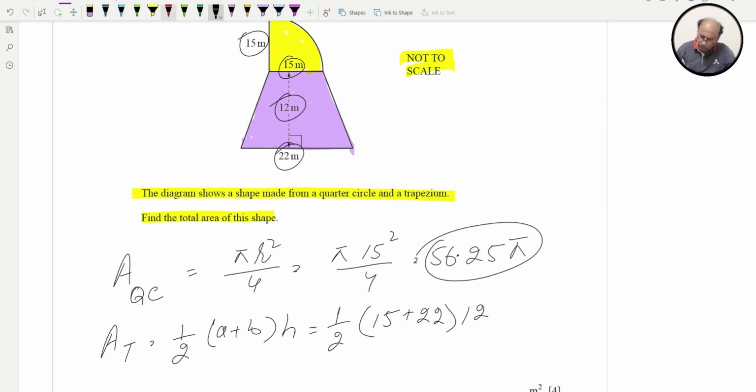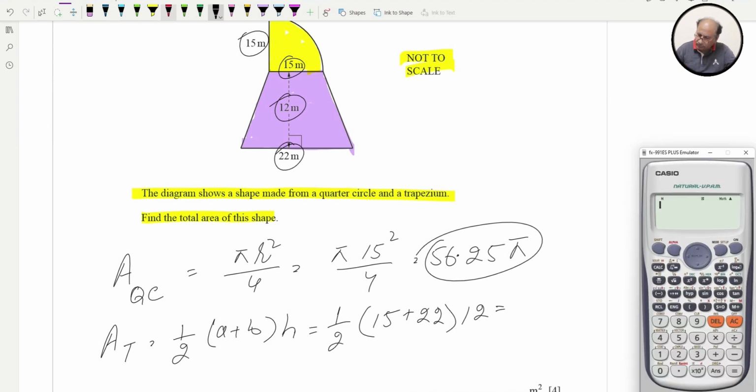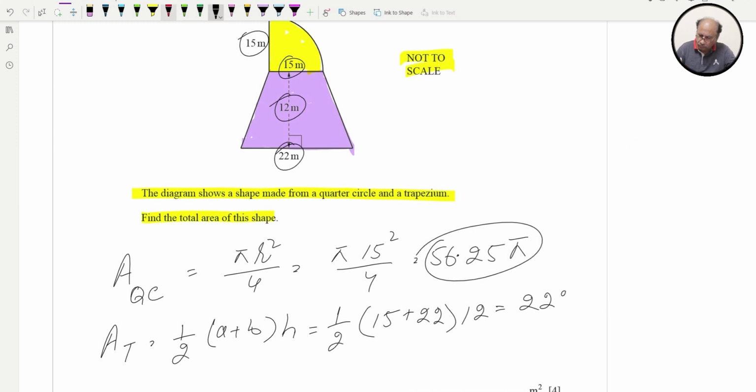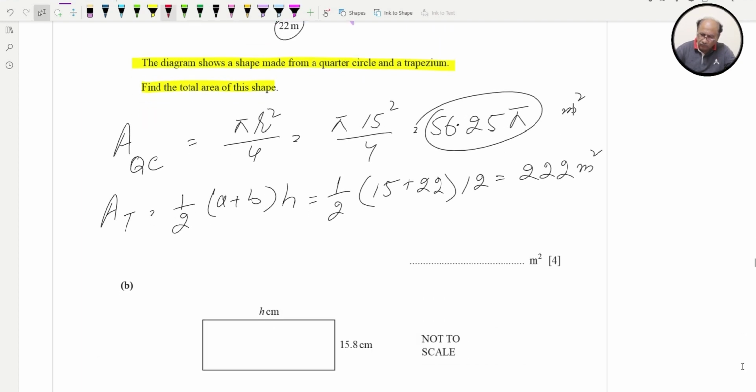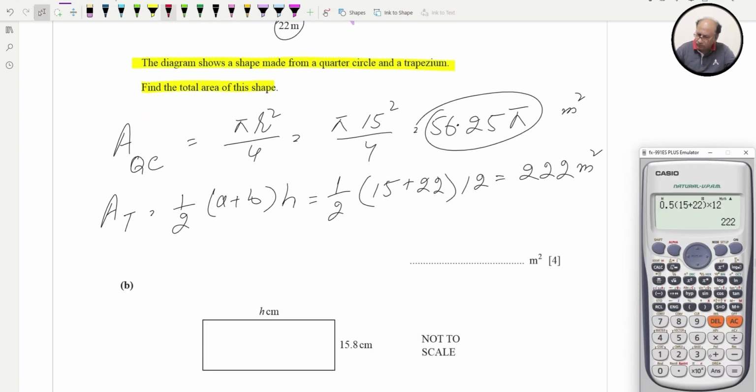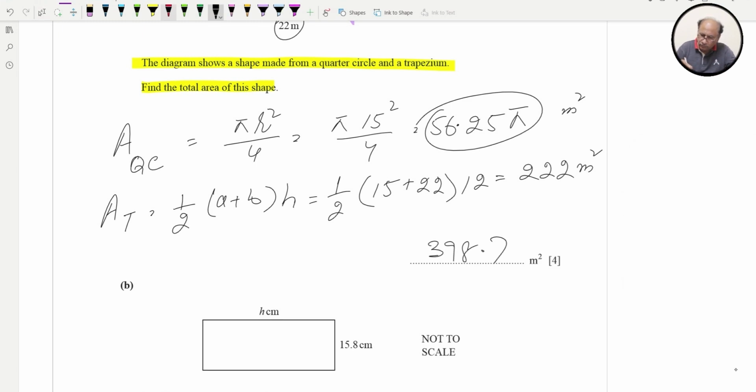Now we can use the calculator to find this. It will be 0.5 for half, into (15 plus 22), bracket close, and multiply by 12, and we need the multiplication sign over here, and this is equal to 222. So this will be meter square, and this will also be meter square. Now we have to add these, and 222 plus 56.25 in terms of pi is equal to 398.7 meter square. This is the answer for 4 marks.